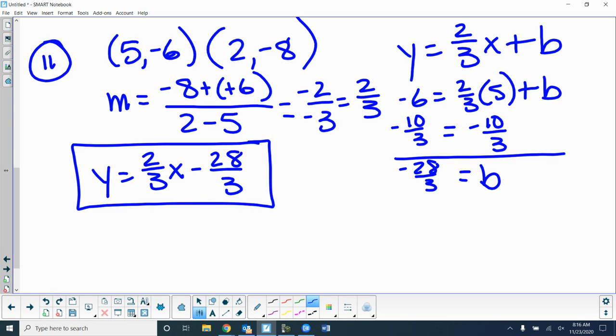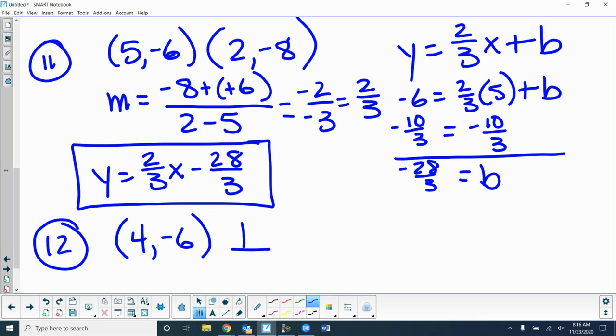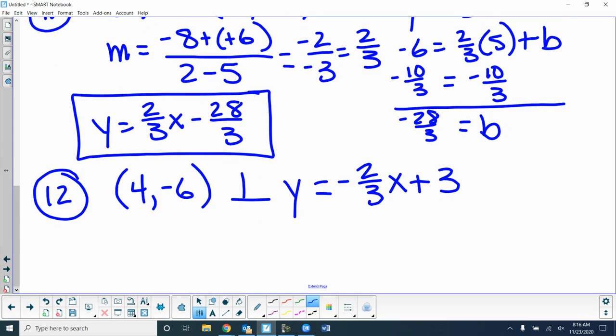All right, number 12, I gave you a point, 4, negative 6. And then I said perpendicular to this line, negative 2/3 x plus 3. A lot of you left this one blank. All right, make sure you understand this, okay?